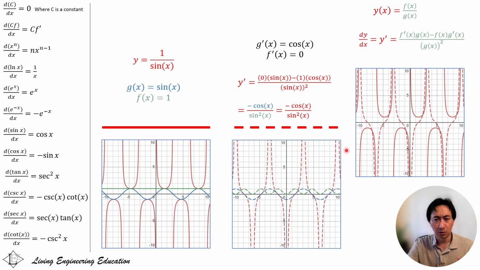So the main point here is if you have a numerator with just a constant 1, you can immediately eliminate this first term, the f prime g term, because you know f prime is going to give you a 0 value.